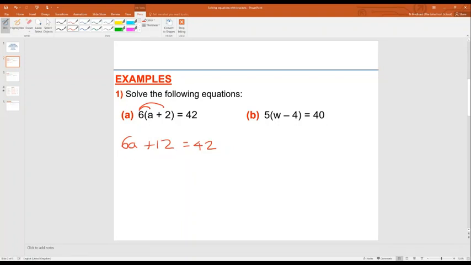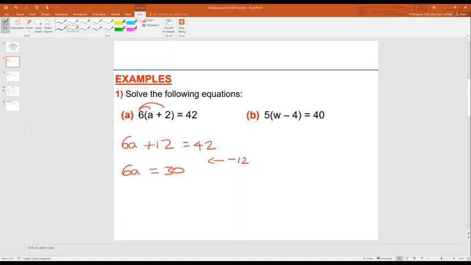So we're going to work backwards and we're going to find out the value of a. The way we work backwards, remember, is by doing the inverse. So at the moment, this says 6a plus 12 equals 42. The opposite to adding 12 is to subtract. So we're going to subtract 12 from both sides. If we subtract 12 from both sides, then we get 6a equals 42 minus 12, which is 30.